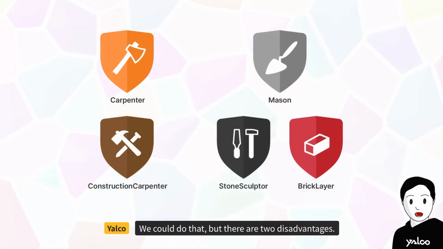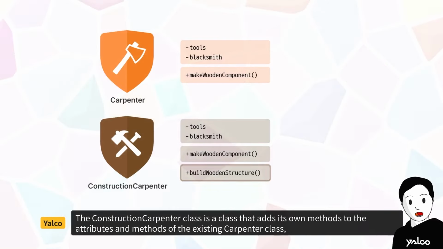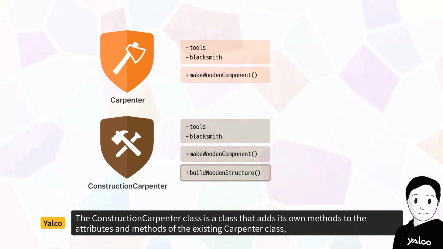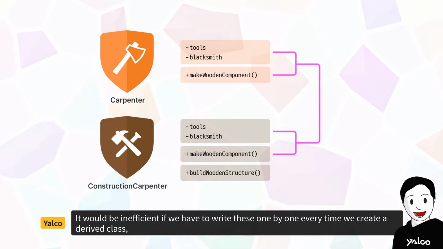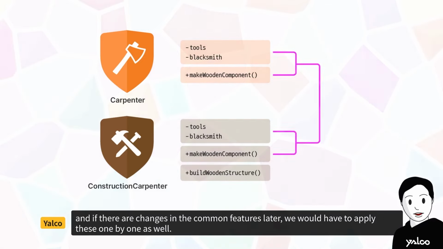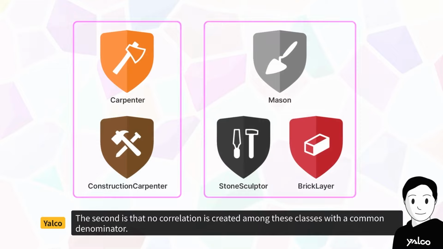We could do that, but there are two disadvantages. The first is that the code becomes verbose because there are overlapping parts. The construction carpenter class is a class that adds its own methods to the attributes and methods of the existing carpenter class, hence there is such duplicated code. It would be inefficient if we have to write these one by one every time we create a derived class, and if there are changes in the common features later, we would have to apply these one by one as well. The second is that no correlation is created among these classes with a common denominator.